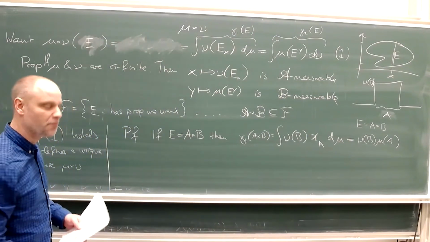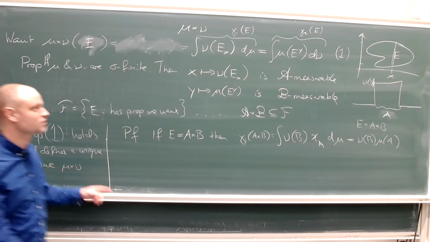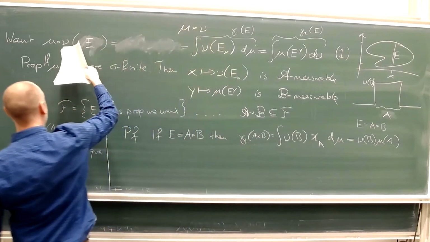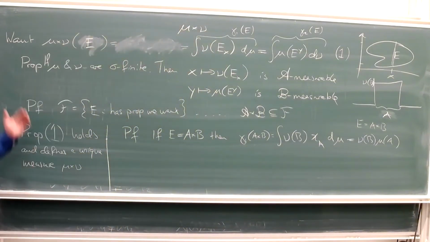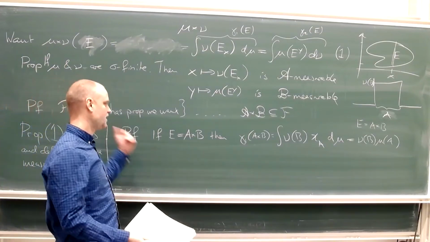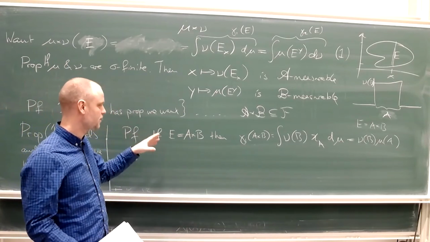Okay, now we have Proposition 1, which says that (1) holds, in the sense that this is equal to that all the time. And we can define a measure on the product sigma algebra by this identity, and moreover, the measure so defined is unique. Finally, I got it right. Now, the proof is another stupid one, except for the uniqueness part.